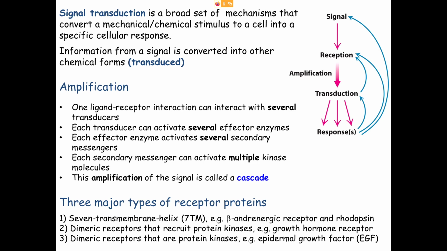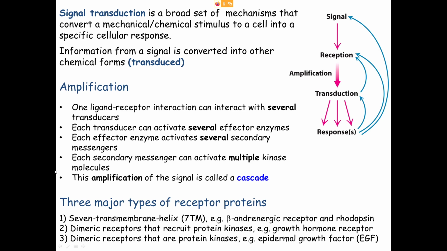Okay? The three types of receptors we're going to talk about, and we'll spend probably most of the time on the first one. They're called 7-transmembrane helix receptors, and you've already seen an example of this in rhodopsin or bacterial rhodopsin in the last lecture. There are 7 transmembrane alpha helices that make up the bulk of the protein. The second type are called dimeric receptors that recruit kinases, and we'll see an example of that in the growth hormone receptor. And the third type are again dimeric receptors, but they don't recruit kinases. They themselves are kinases. It's kind of the all-in-one receptor. An example of that is the epidermal growth factor receptor.